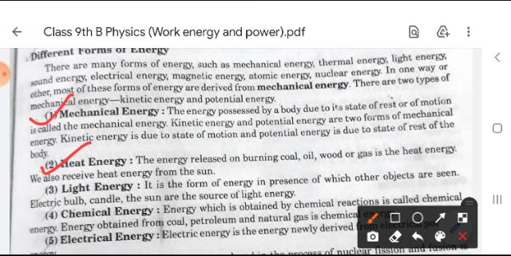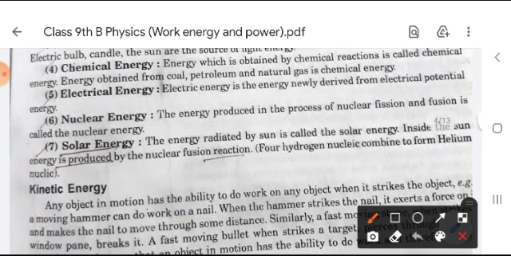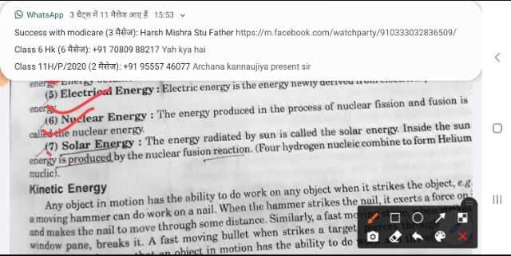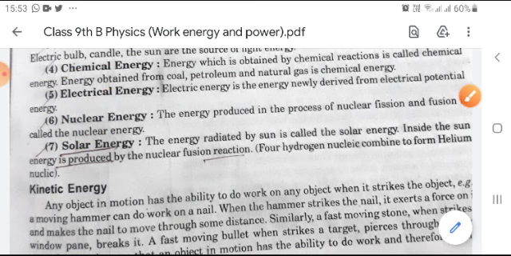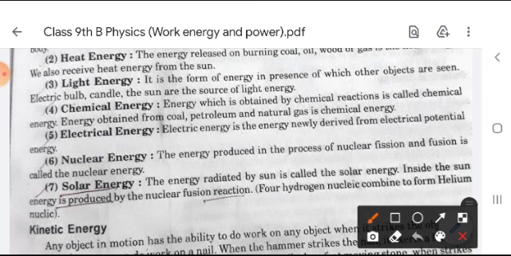Second is heat energy, the energy released on burning coal, oil, wood or gas. We also receive heat energy from the sun. Other examples are chemical energy, electrical energy, nuclear energy and solar energy. Chemical energy is the energy obtained by chemical reactions; electrical energy is obtained by a difference in electrical potential; nuclear energy is the energy produced in the process of nuclear fission and fusion.